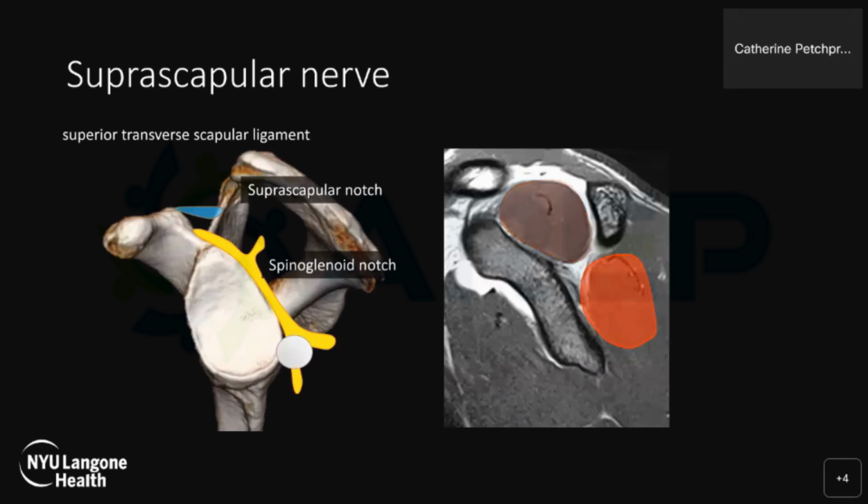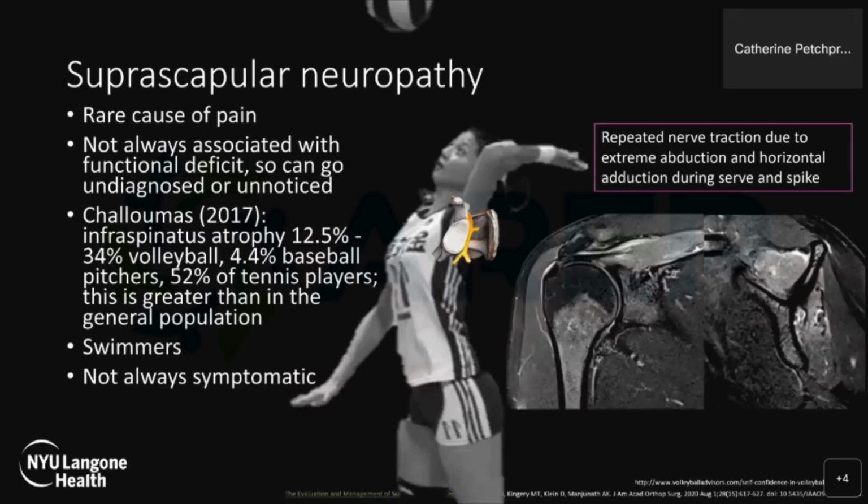The suprascapular notch is also a potential site of nerve impingement in athletes, where the nerve passes under the superior transverse scapular ligament. Suprascapular neuropathy is a rare cause of pain, and because it's not always associated with a functional deficit, it can go undiagnosed or unnoticed. A systematic review in 2017 showed that overhead athletes are affected by suprascapular neuropathy at a greater rate than the general population, and it's presumed due to nerve injury with repetitive overhead motion.